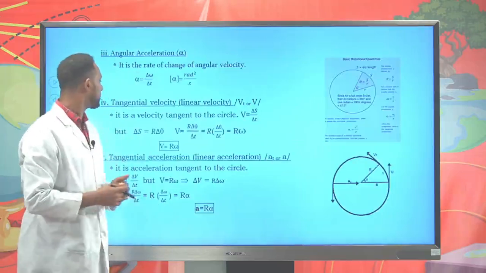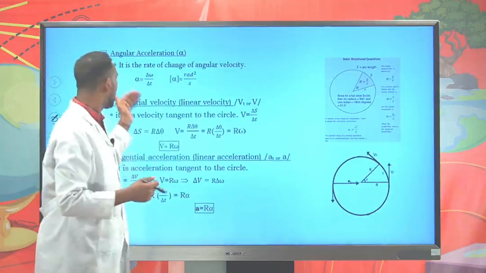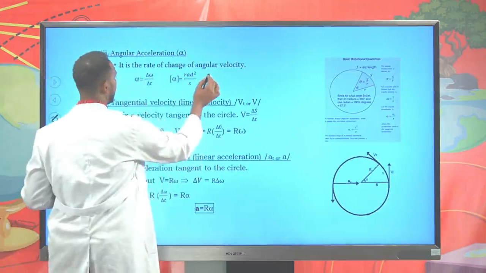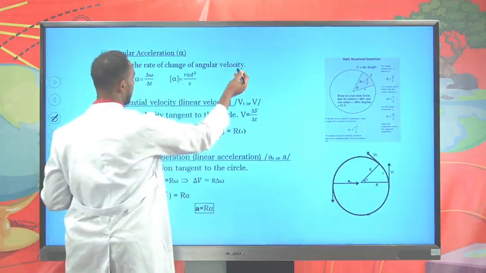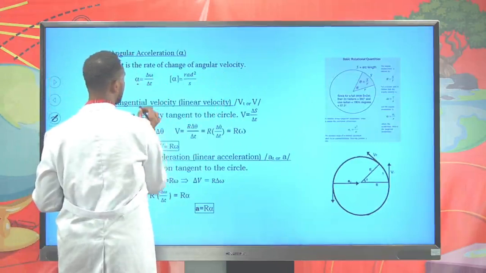And we also have the so-called angular acceleration. Angular acceleration is generally defined as the rate of change of angular velocity. So change in angular velocity over time t gives us angular acceleration.